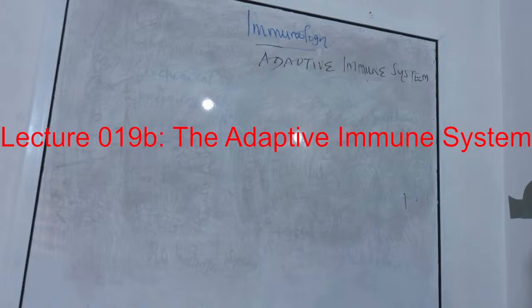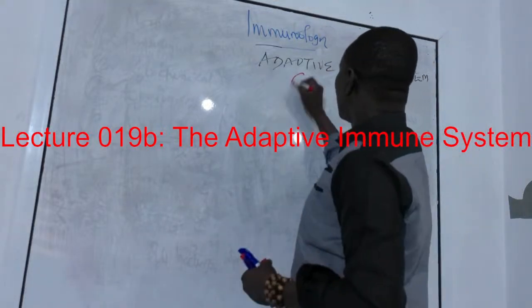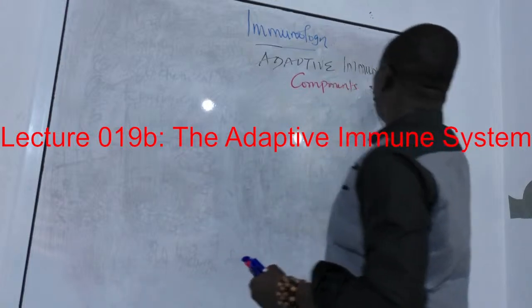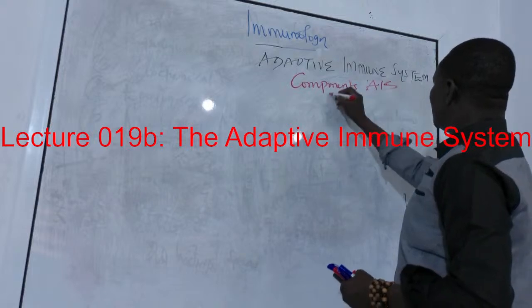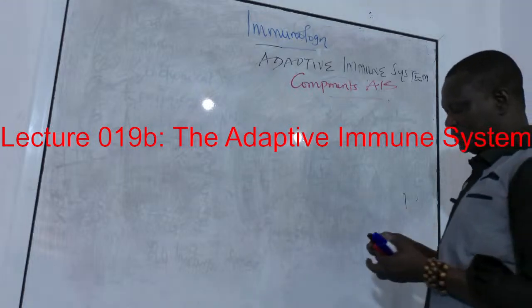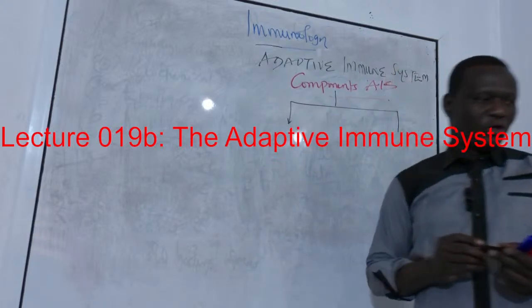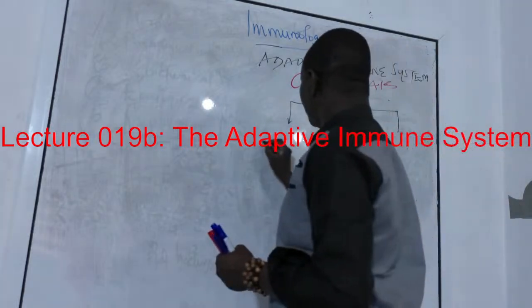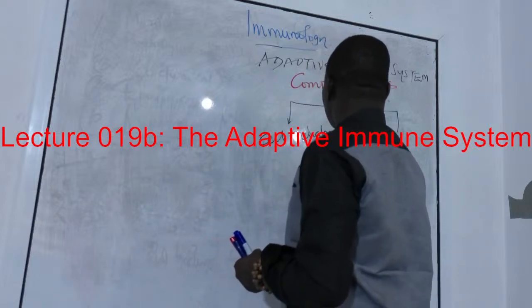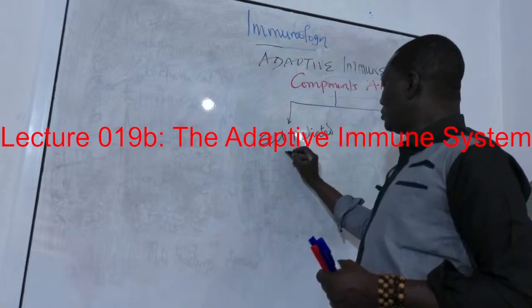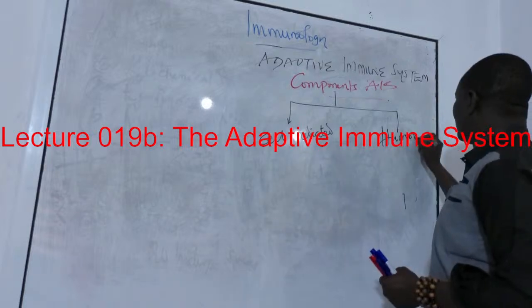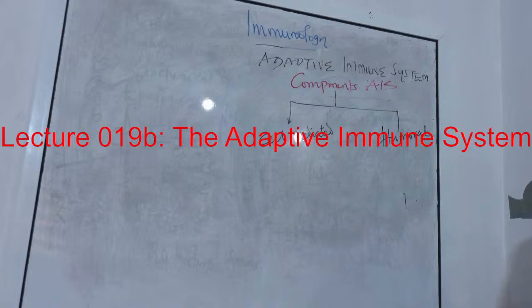Now today we are going to be concluding this, and we want to look at the components. What are the basic components of the adaptive immune system? Last time, in the earlier video, I defined them into two major components. The first one is called cell mediated, or what we call the cellular immune response, and the second part is called humoral immunity.